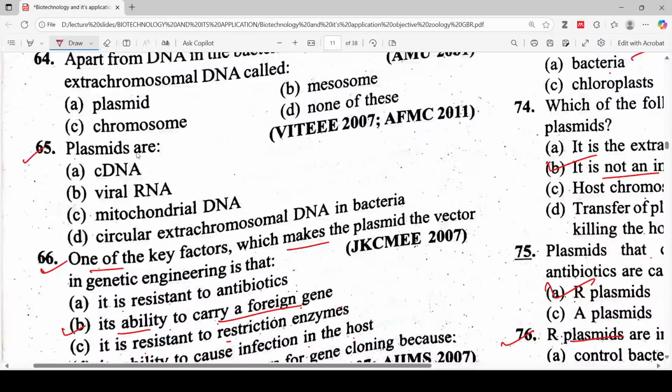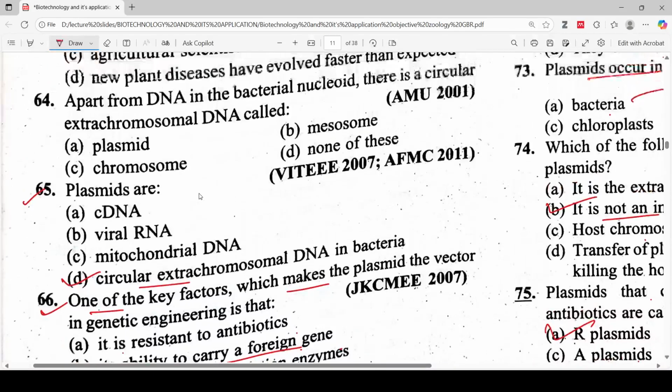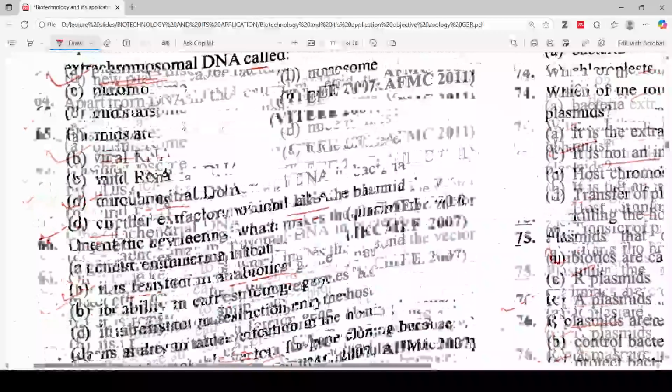So plasmids are option A, chromosomal DNA, viral DNA, mitochondrial DNA, and circular extra chromosomal DNA in bacteria. So the correct answer is option D. Next question. Apart from DNA in bacterial nucleoid, there is a circular extra chromosomal DNA called plasmid. That will be the correct answer for this question.